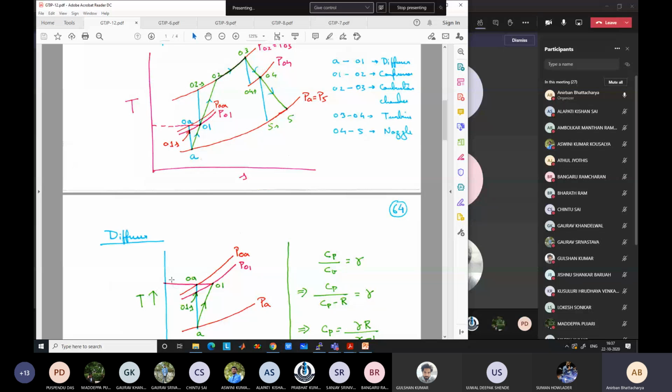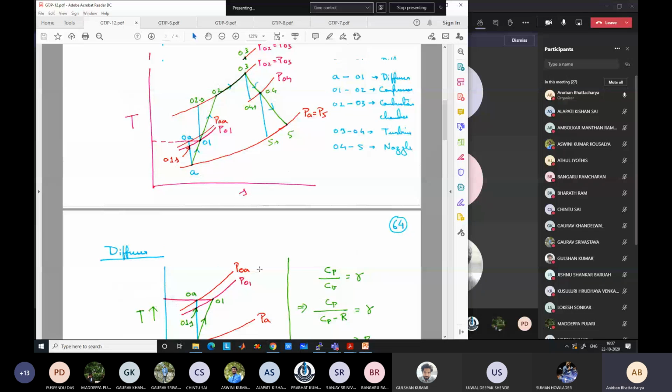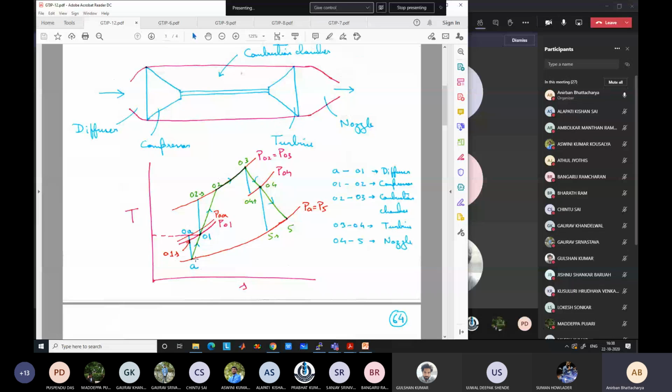Let us stop here. If there are any questions, you can ask me. This diffuser part and the nozzle parts are very important. Once we go to convergent nozzle and choking, you have to be very careful with these two parts. Other parts are very easy calculation: enthalpy of the compressor, turbine, combustion chamber. Only the diffuser and nozzle parts become very tricky, so we have to be very careful. We will discuss the diffuser in detail in the next class.